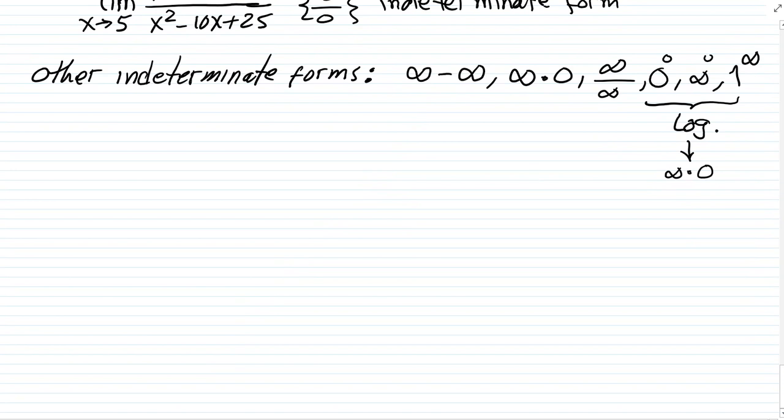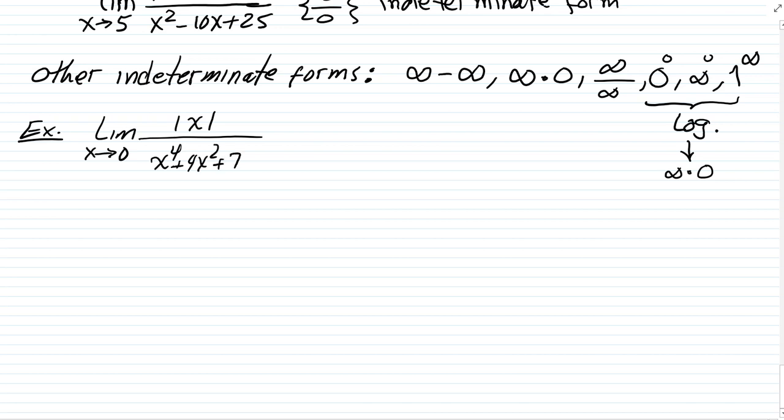Okay, let's try another example. This one I'm going to try is by Sandwich Theorem. So let's try Sandwich Theorem. An example here is the limit as x goes to 0 of the absolute value of x over x to the 4th plus 4x squared plus 7.